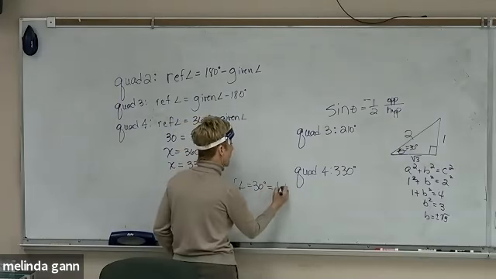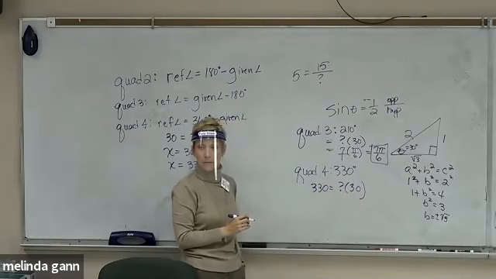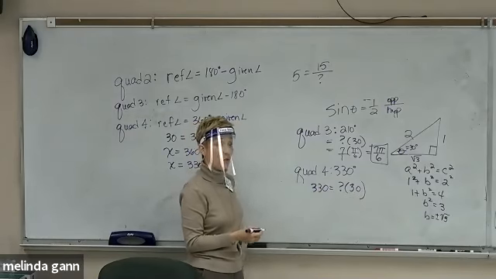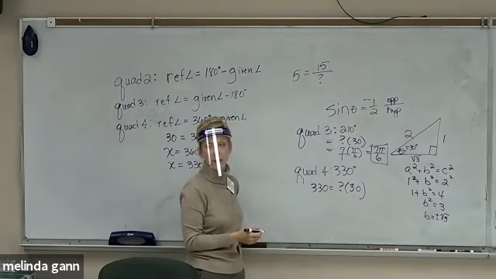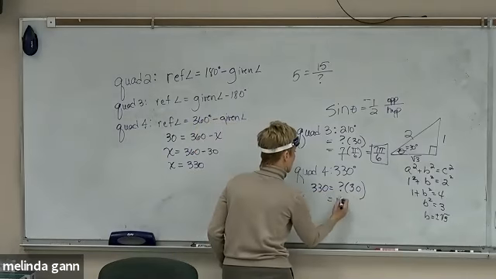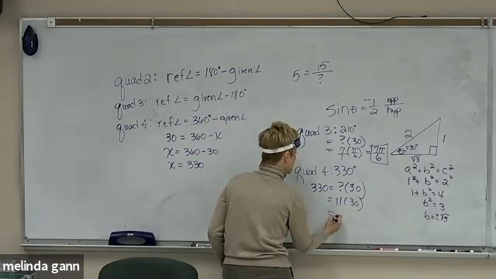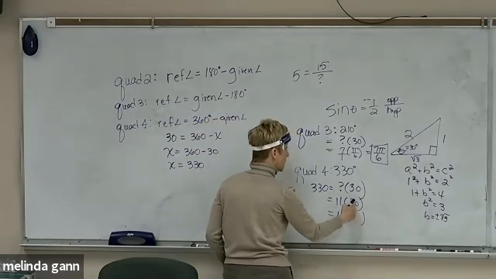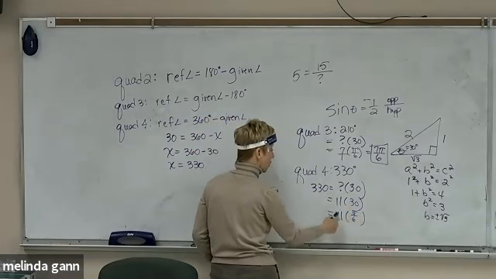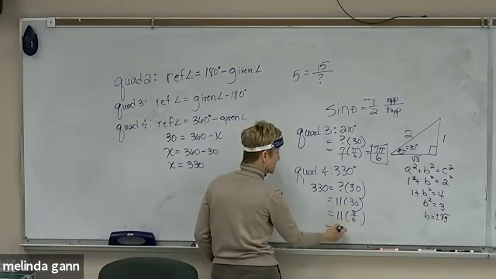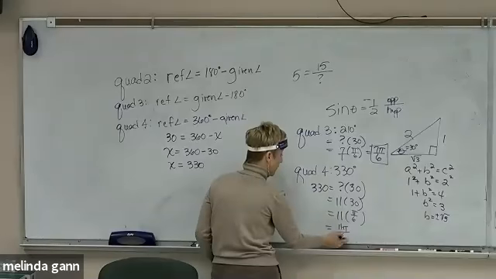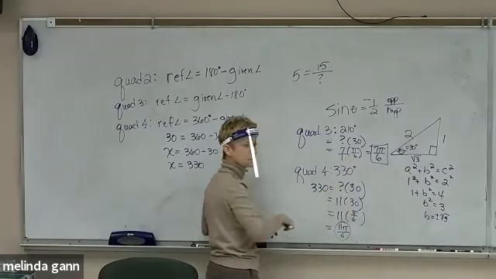Same thing here. 330 has to be something times 30. All right, you've got a calculator, figure it out. What do you multiply 30 by to get 330? 11. Well, what did you just tell me that 30 was? It was pi over 6. So what's 11 times pi over 6? 11 pi over 6. There's my two angles.